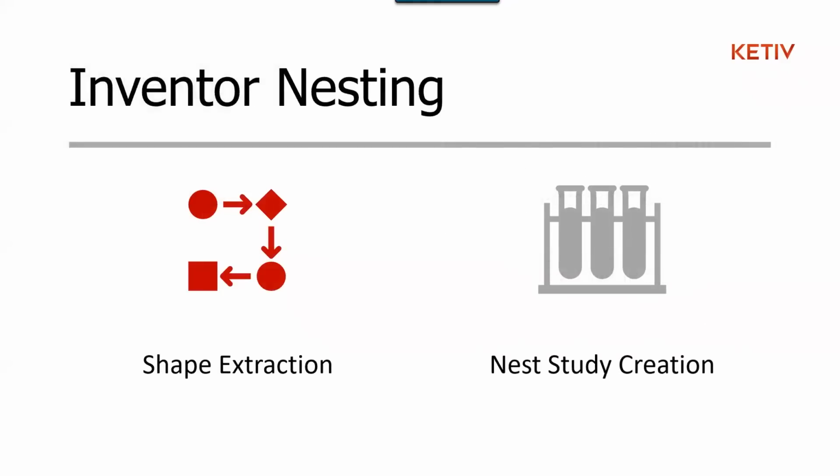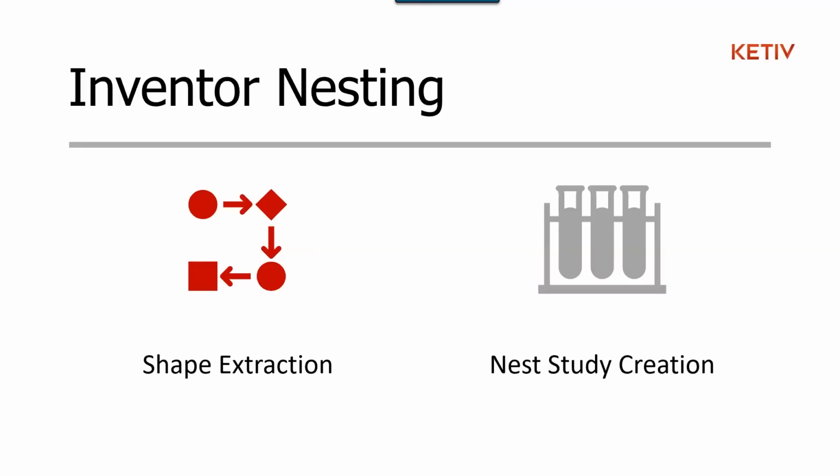Starting off with Inventor nesting, that's really going to be a two-step process. The first step is a shape extraction. What I mean by that is the Inventor nesting utility is going to look at your models, or your sources in this case. It's going to see if there are any closed 2D loops, and then it's going to start extracting those shapes. There are a couple of rules happening in the back end for how the nesting utility is able to pull out or extract some of these shapes.